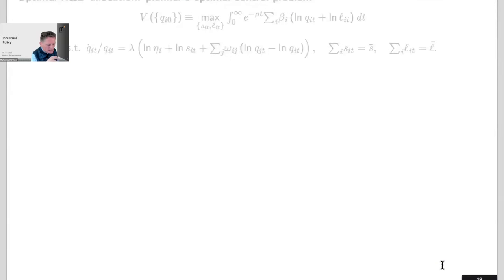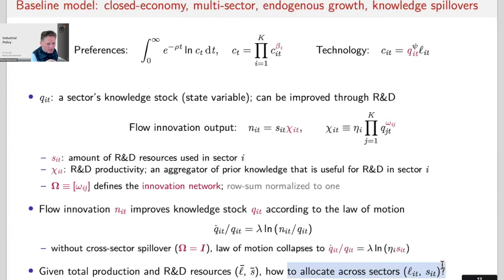Can I ask you, the linkages themselves are given exogenously. There's no investment that I can make to promote spillovers from one sector to another sector. Is this correct? Yeah, in the baseline model, in everything I'm going to show, that's the case. So these omegas, these elasticities, are exogenous.